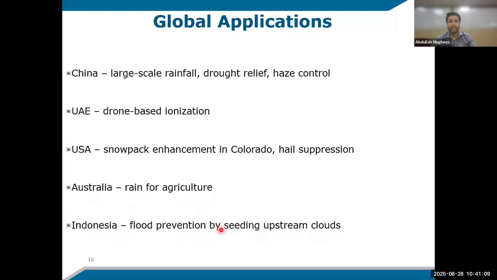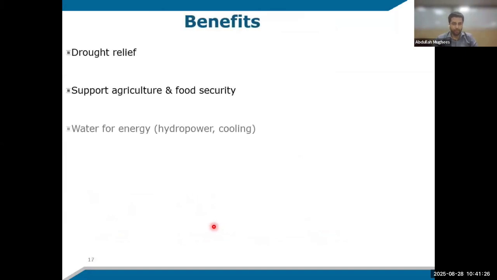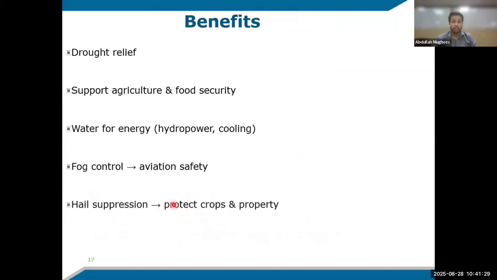Like I previously explained, you can prevent floods if you make it rain at different points, so that it does not all rain together at a certain point. So you make it rain at separate instances in separate places. It has a lot of benefits: drought relief in certain spots, agriculture and food security. We have water for energy, and we can use it for electrical power and stuff like that. We can control fog, do hail suppression, and yes, it's a strategic climate tool too.